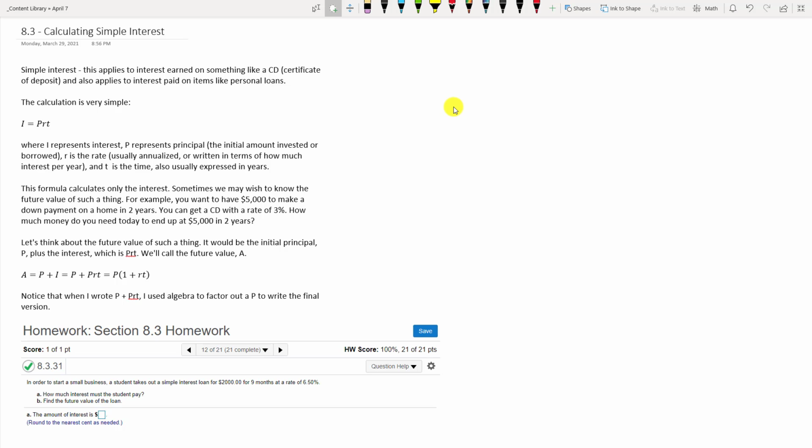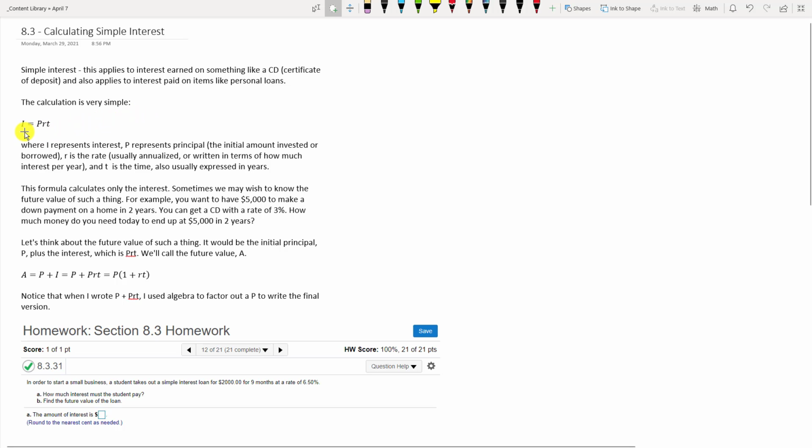In this video, we're going to talk about simple interest. This is a fairly simple calculation, which is one reason it's called simple interest, but it is very basic. It applies to interest that you earn on something like a CD, or you might pay on a thing like a personal loan. It's very simple.